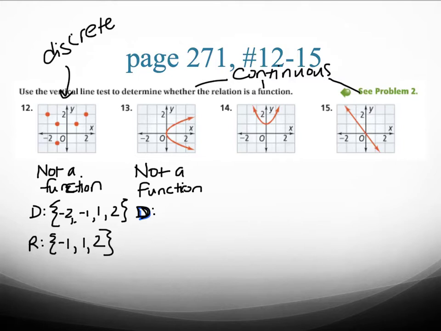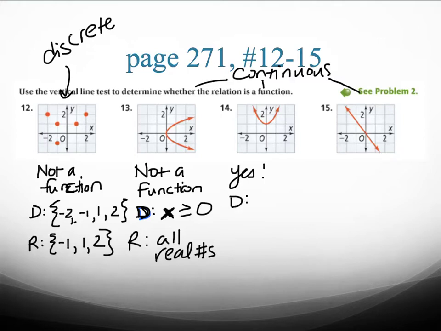Anyway, the domain. Well, you've got 0 and up, because the x values are where x is greater than or equal to 0, nothing negative. There's no points that are negative. What about the range? Nothing is restricting the range, all real numbers. Good, how about the next one, number 14? Yes, that is a function.